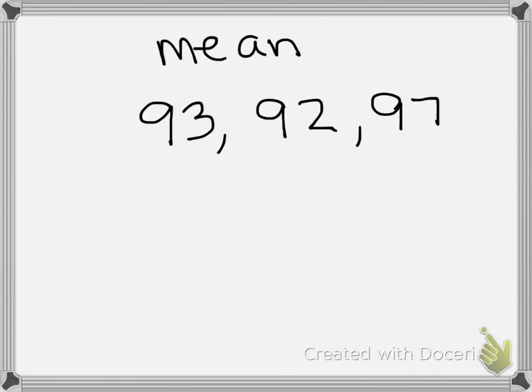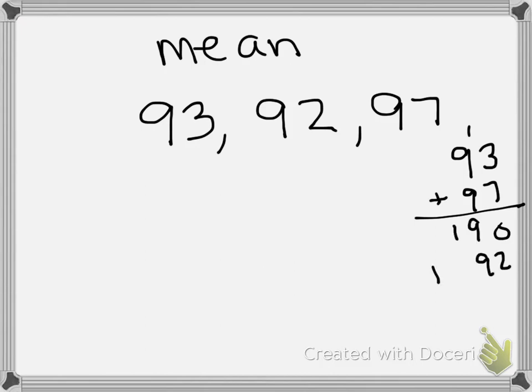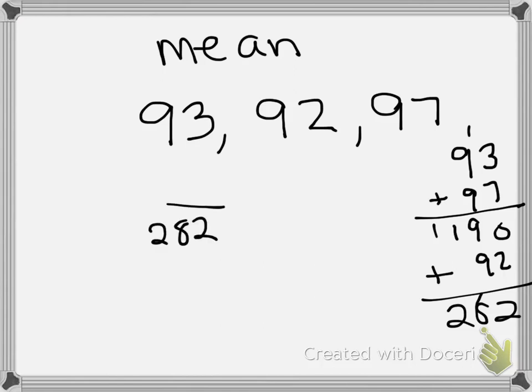Let's try this one, because sometimes you find the average of test scores. So we're going to pretend these 3 kids had a test score of 93, 92, and 97. So I'm going to add these together. And I get 282. So now I have to think, how many numbers did I add together? Here's my first number, my second, and my third. So I'm going to divide by 3.